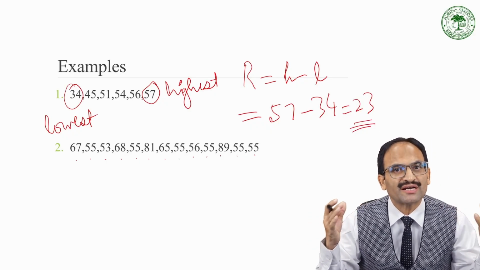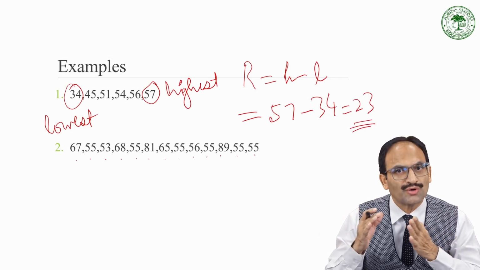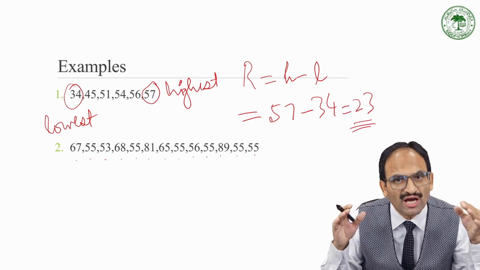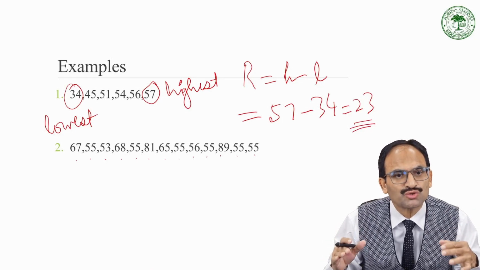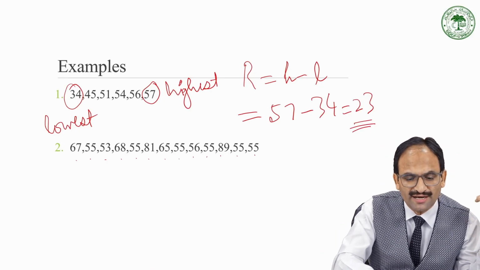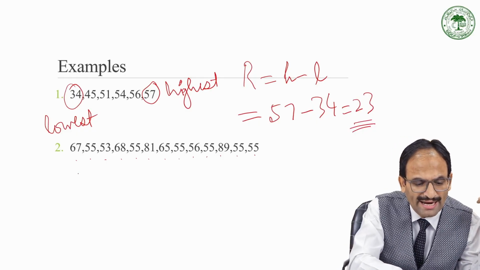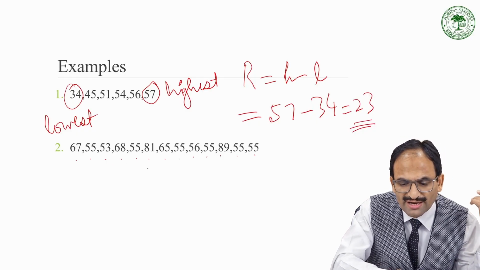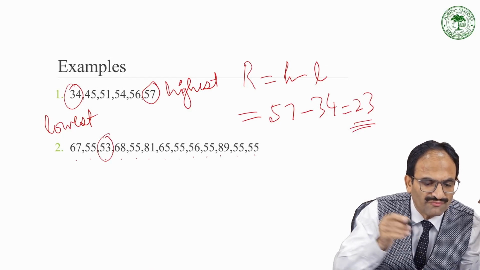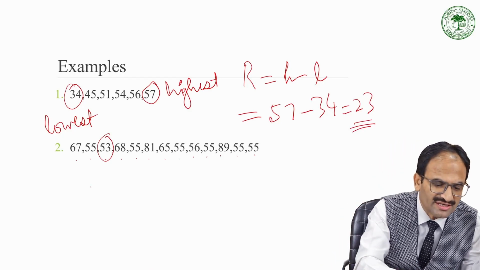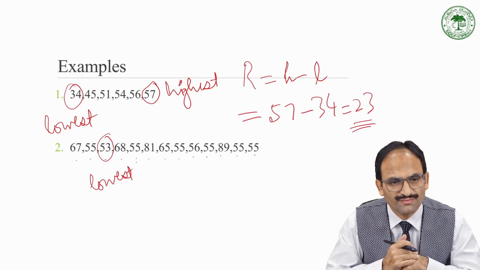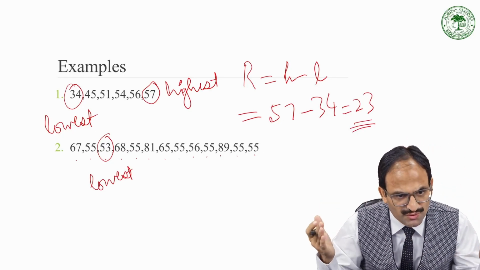In order to calculate the range, you have to subtract the lowest score from the highest score. So for that, you have to locate which score is the lowest score. Now see the data, and the moment you see the data, you will find that 53 is the lowest score.